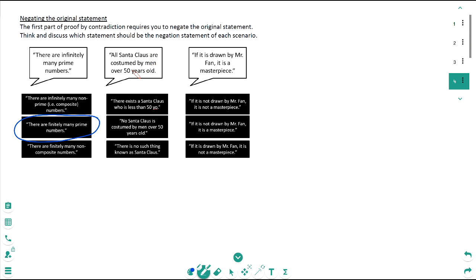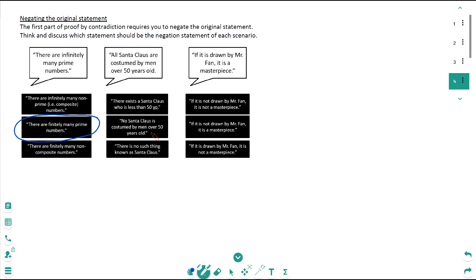Next one, all Santa Claus are costumed by men over 50 years old. Now, I would assume a lot of students will get it wrong based on my experience. Let me tell you which one is definitely wrong. The last one is definitely wrong. There's no such thing as Santa Claus, because you're completely ignoring the fact that there's Santa Claus. There might not be. There might be. Well, don't break my dream. I believe there is.